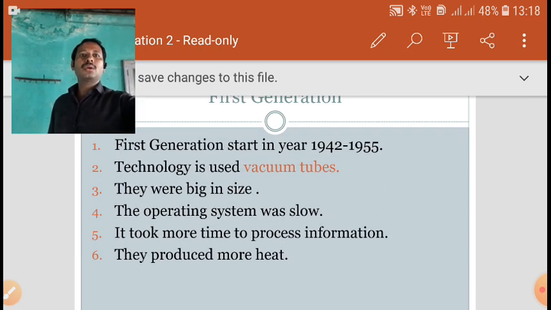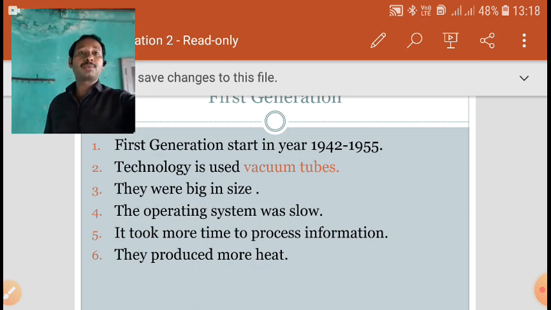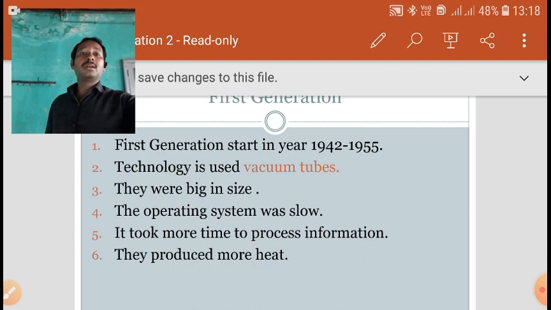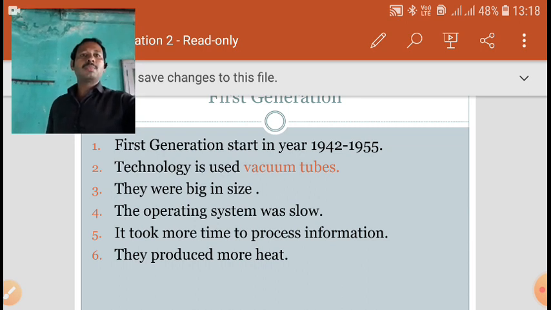And the operating system was slow. Why was the operating system slow? Because it was based on batch processing. Batch processing means the CPU executes a number of processes step by step, and there is no need for any manual or human intervention. That's why the operating system was slow, and it took more time to process the information.